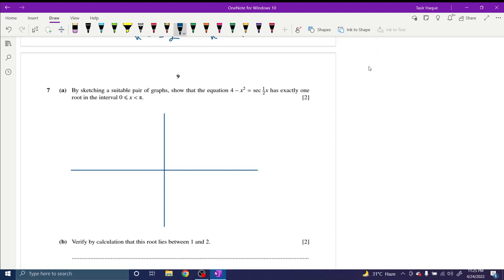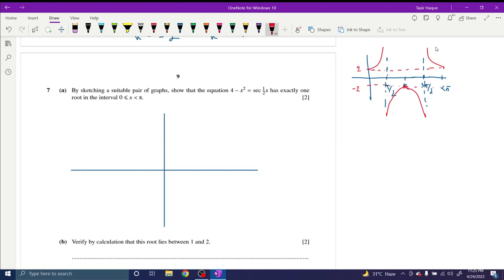There are two asymptotes. The first one is at pi by 2. The next one is at 3 pi by 2. So this is what the graph looks like. It's going to start at 1 over here, minus 1 over here. So this is what the first part looks like. At pi, it's going to touch minus 1. Then it's going to go like this. So this is what sec x looks like.